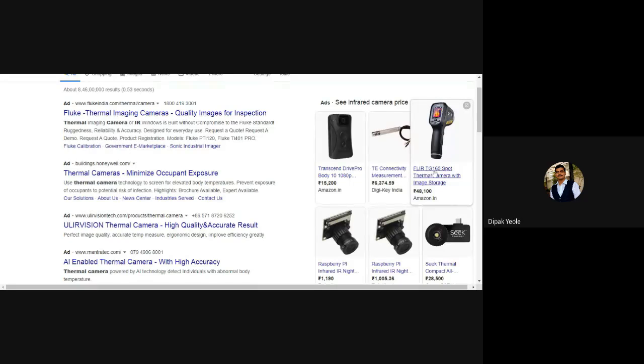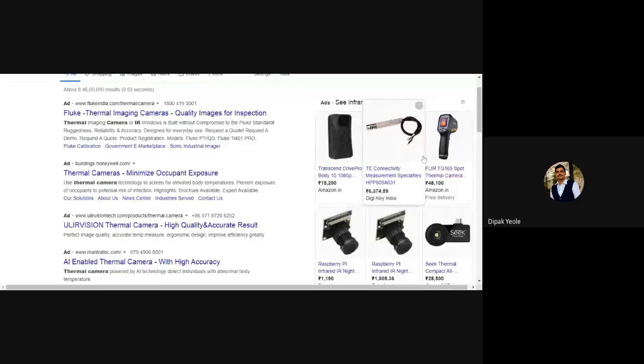So the FLIR TG165 spot thermal camera with image storage is available on Amazon for 48,100. So this is the minimum cost from which the cameras start.